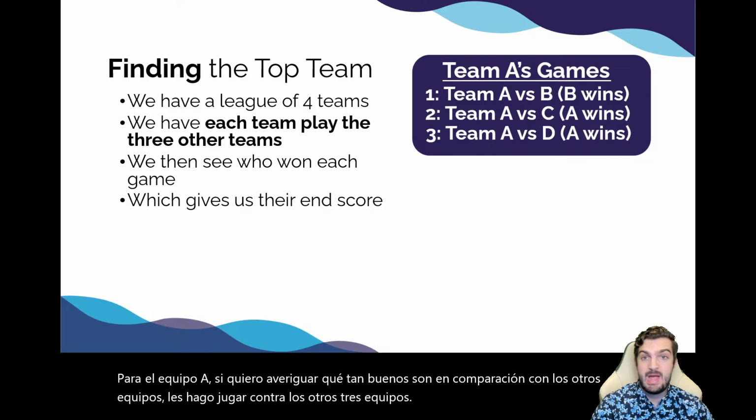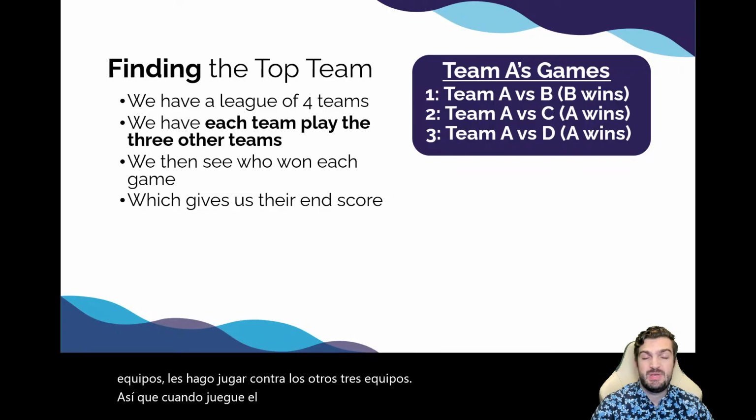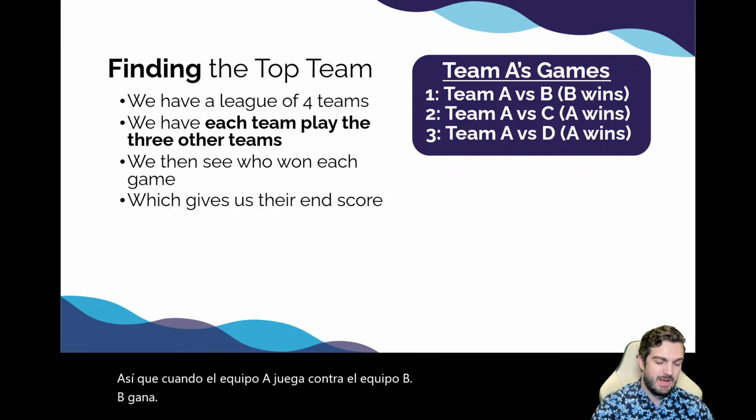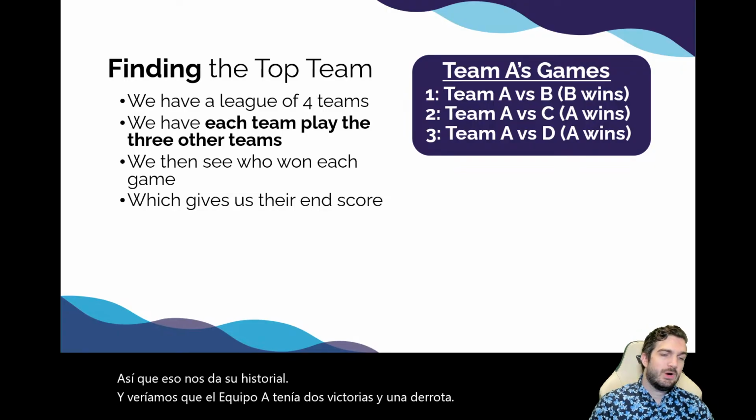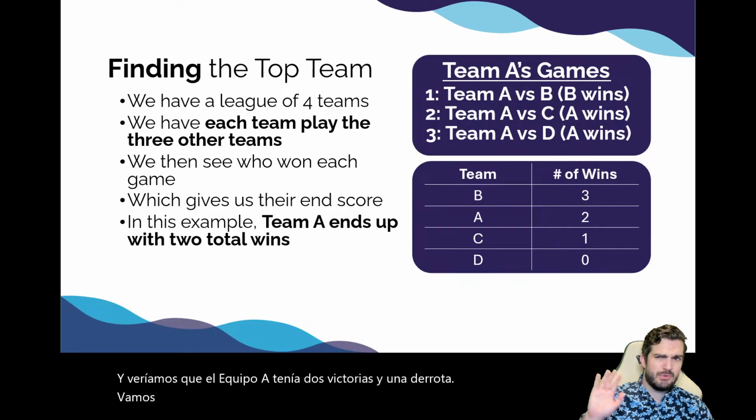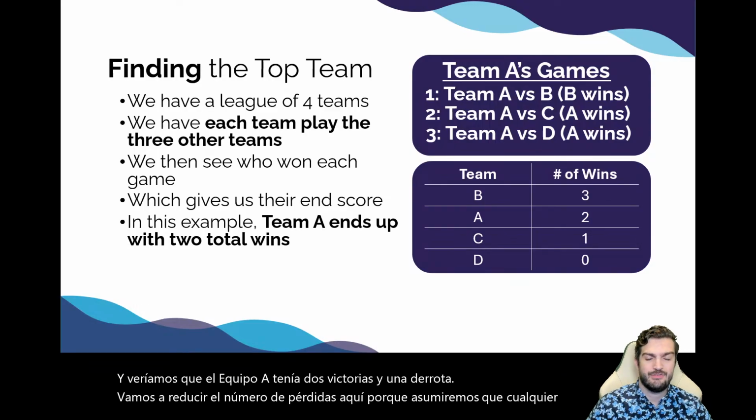So when team A plays team B, B wins. When team A plays C, A wins. When team A plays team D, A wins again. So that gives us their record. And we would see that team A had 2 wins and 1 loss. We're going to just drop the number of losses here because we'll assume anything that wasn't a win was a loss.